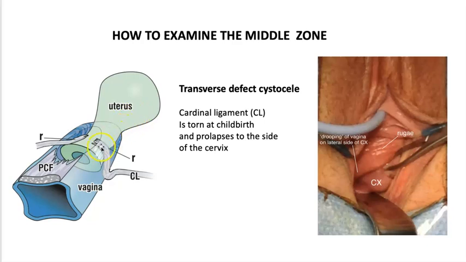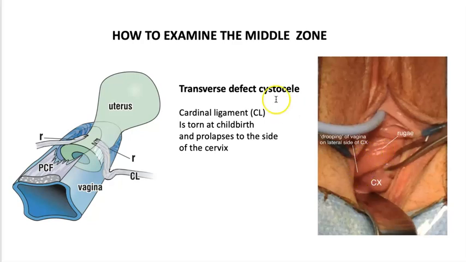So the middle zone is bladder neck to cervix, and the transverse defect cystocele, when the head comes down, it can break the cardinal ligament, which inserts on the anterior portion of the cervix, and the pubocervical fascia, the vagina, attaches to that. So when this breaks and comes down here, then you can see it here. If you see a patient with the vagina lateral to the cervix, you know that the cardinal ligament's been broken, and that is the cardinal sign of a transverse defect cystocele, and also they've got rugae.